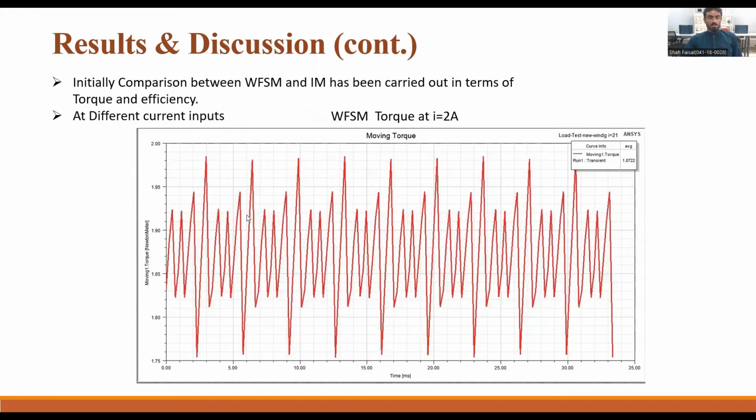Results and discussions. Initially, we compared the wound field synchronous motor and the induction motor in terms of starting torque and efficiency. At different input currents we analyzed the torque. This is the torque we achieved at 2 ampere input current; its average is 1.8722.